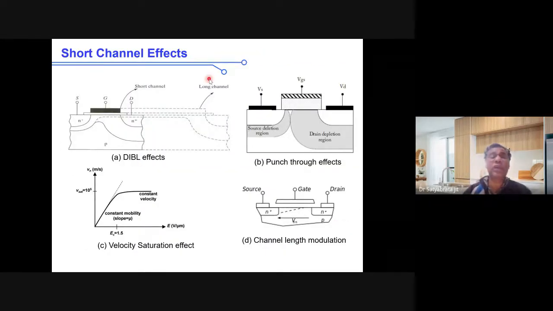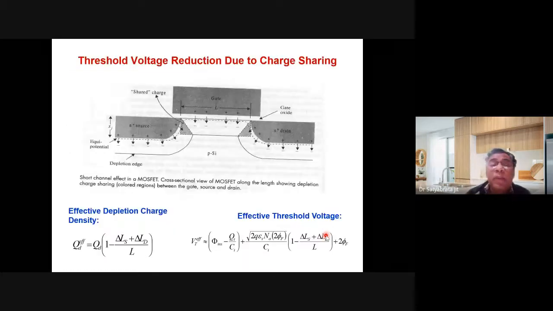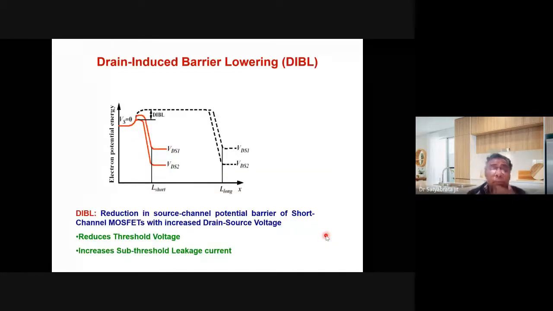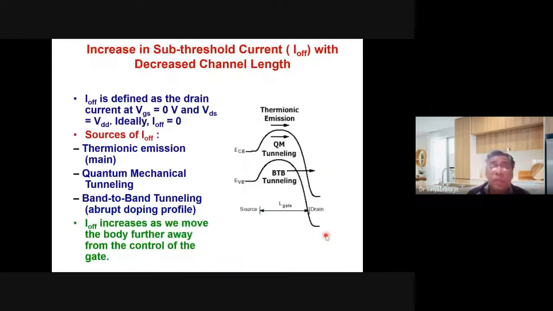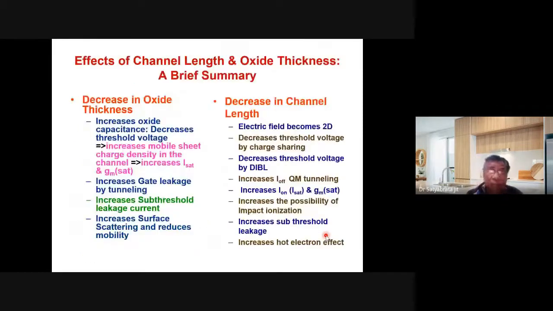There is a long channel and this is a short channel, and then the DIBL effect will take place. This is the punch through. When these two are merged, electrons can be directly tunneled from this side to this side. And here velocity saturation, so this linear region will be very small there. Sorry, I am just going through this one, avoiding it as time is short.